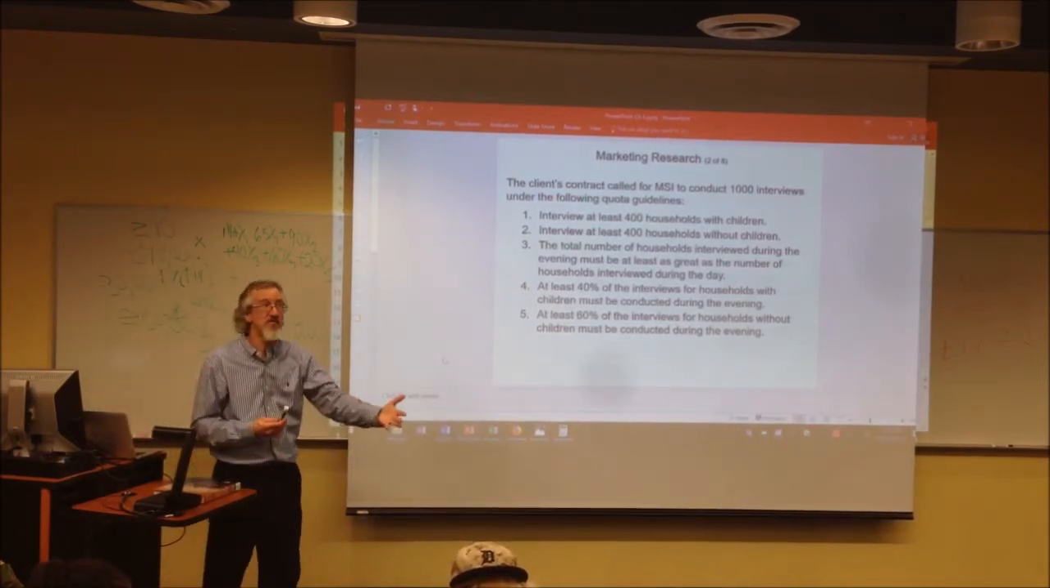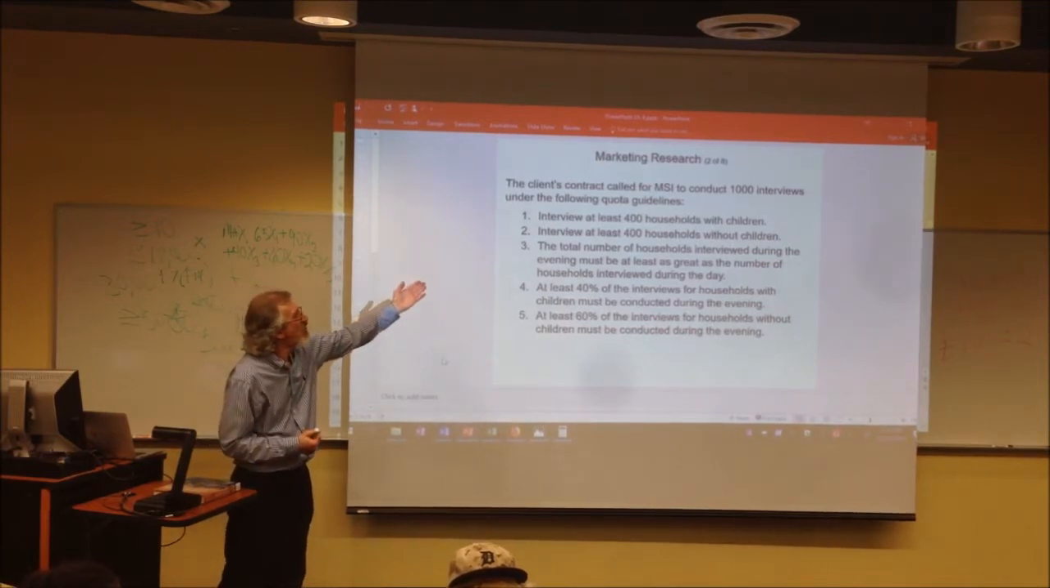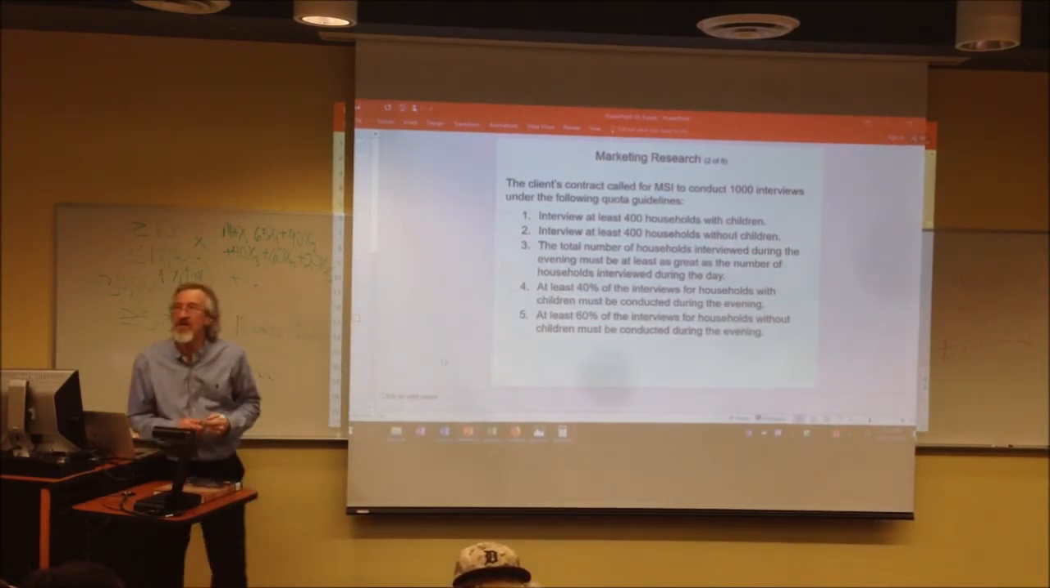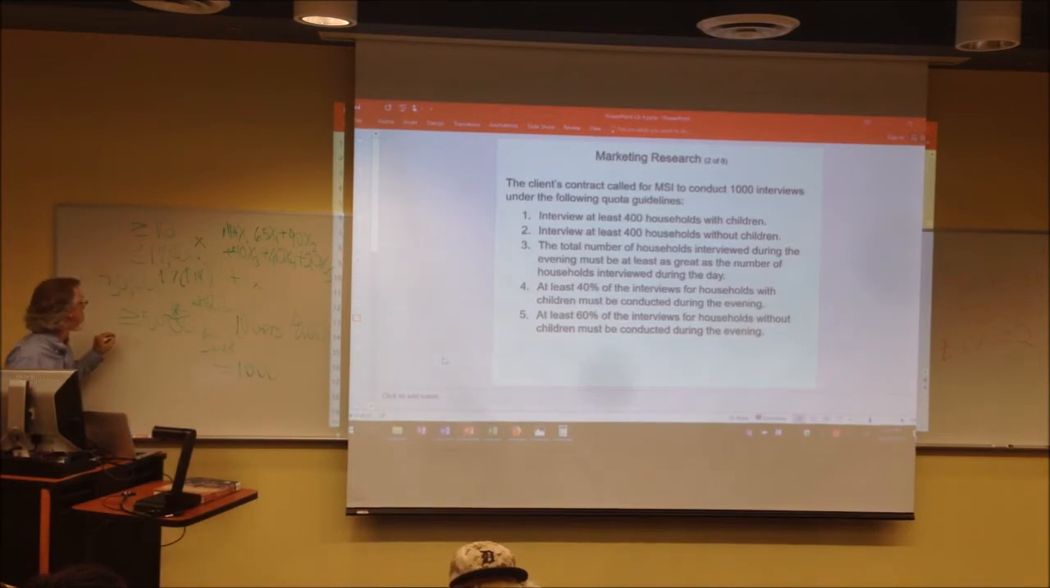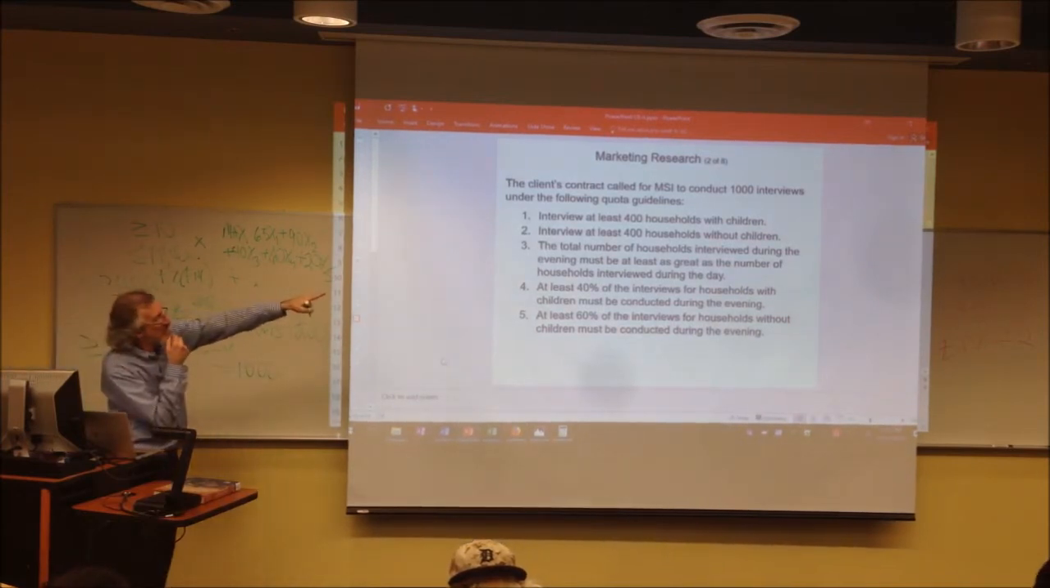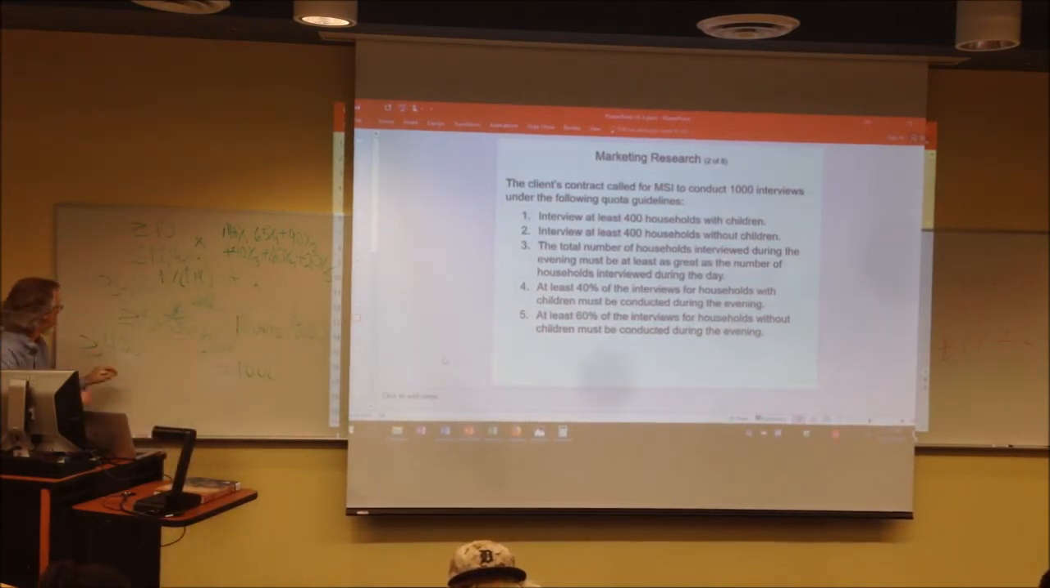They asked us, as the marketing firm, that they want at least 400 households with children. Less than or equal, greater than or equal, or equal? Greater than or equal to 400. This variable would be whatever variables represent households with children. So there are 2 variables: daytime households with children, evening households with children. They want to interview at least 400 households without children, greater than or equal to 400, but this time the 2 variables that represent daytime households without children and evening households without children.